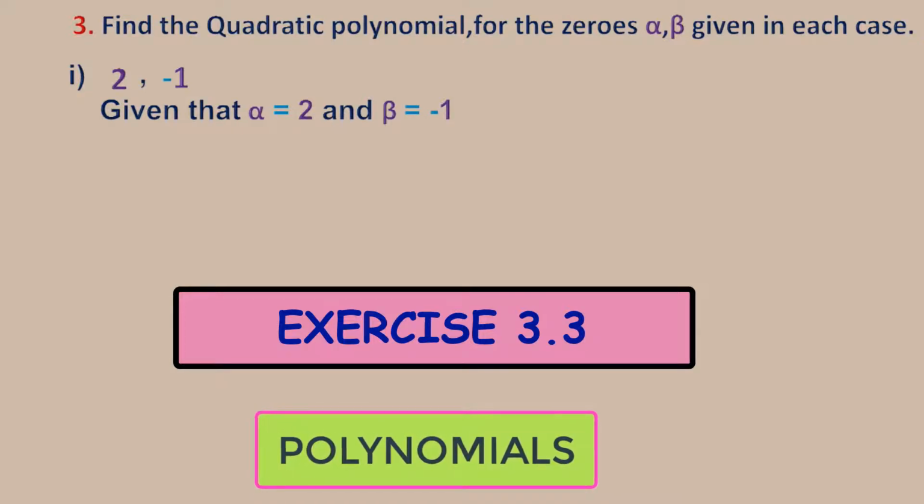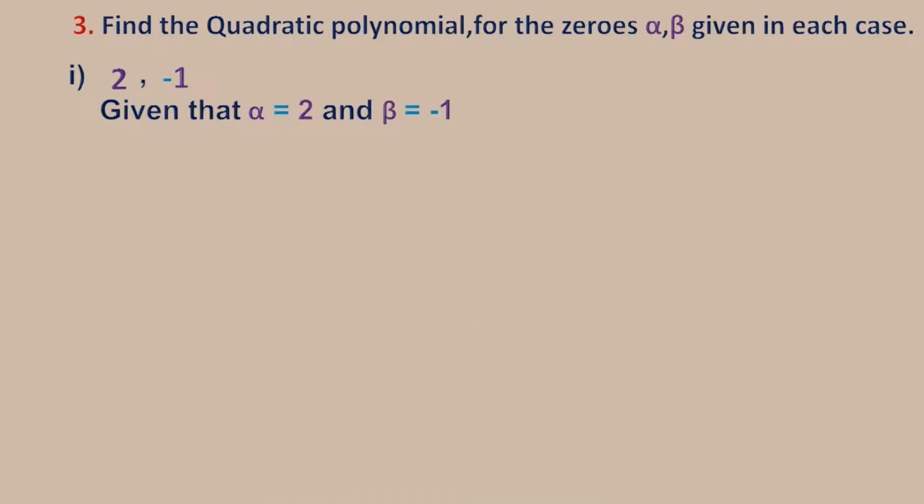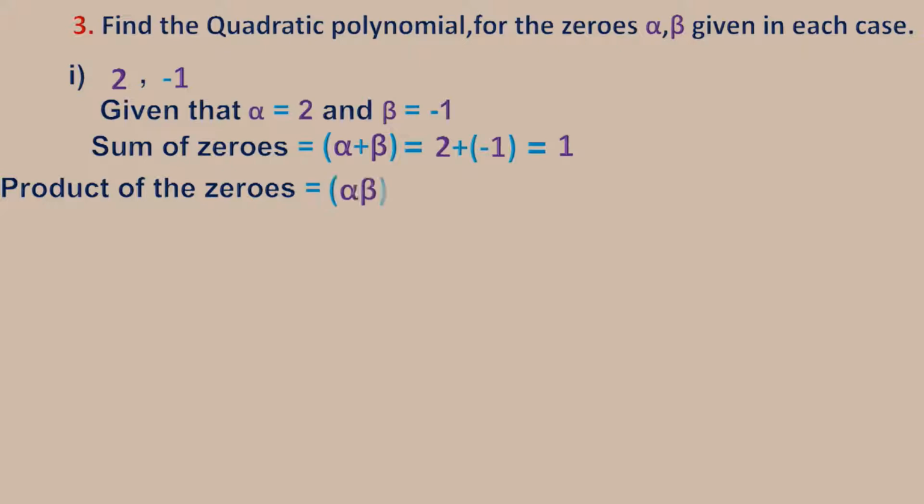And now to find the quadratic polynomial, first let us find the sum of these two zeros. So sum of zeros, which can be represented as alpha plus beta, equals 2 plus minus 1, whose sum equals 1. So here we get the sum of the zeros, that is alpha plus beta equals 1. Now let us find the product of the zeros, that is alpha into beta, which equals 2 into minus 1, and their product equals minus 2.